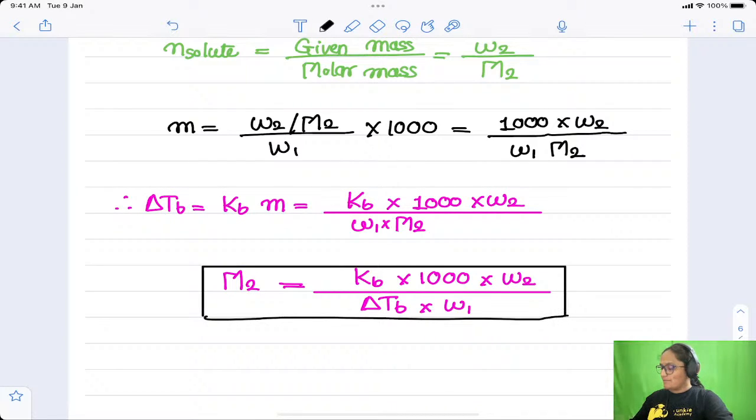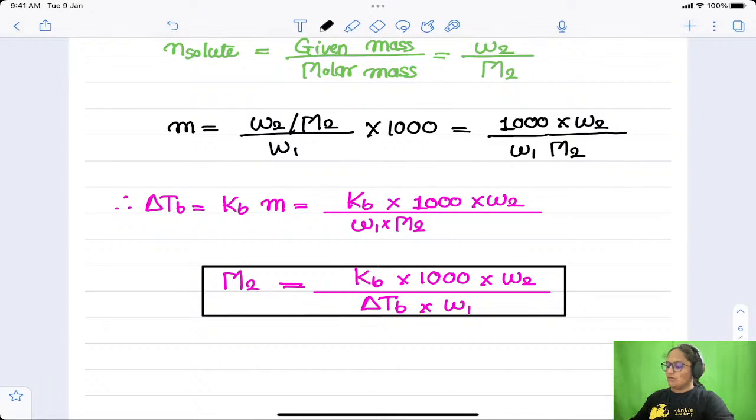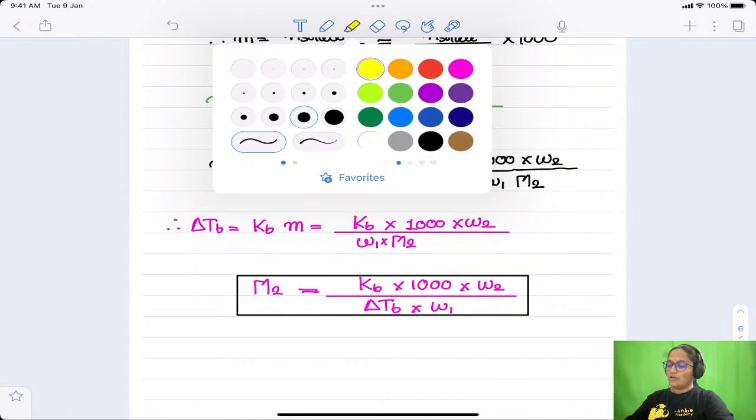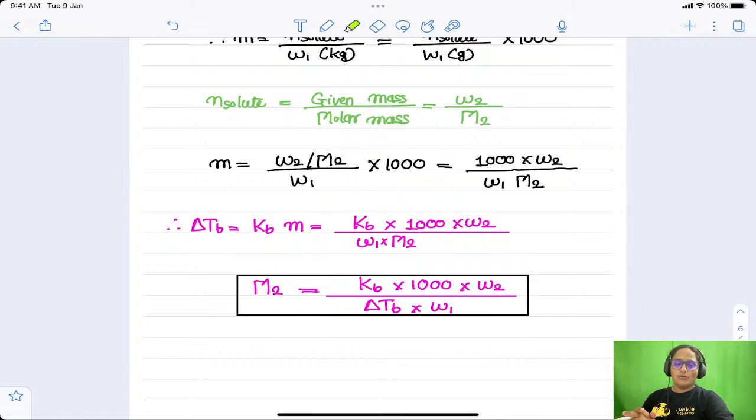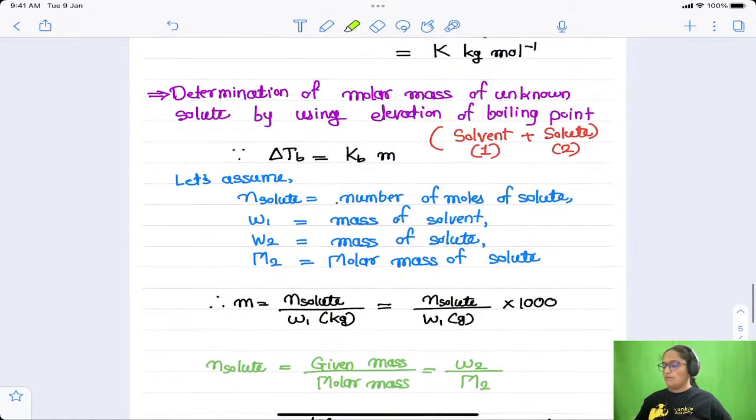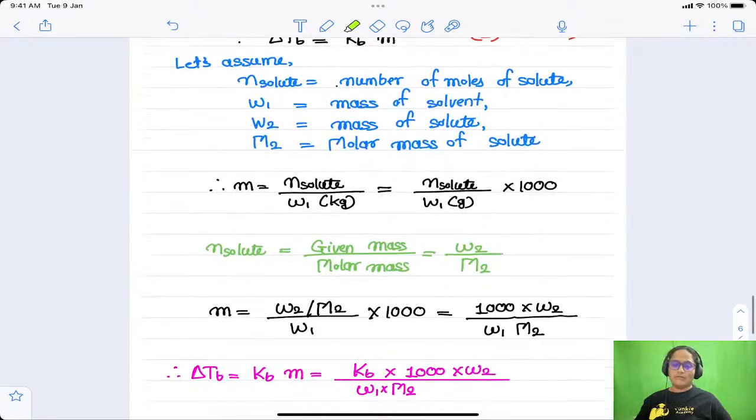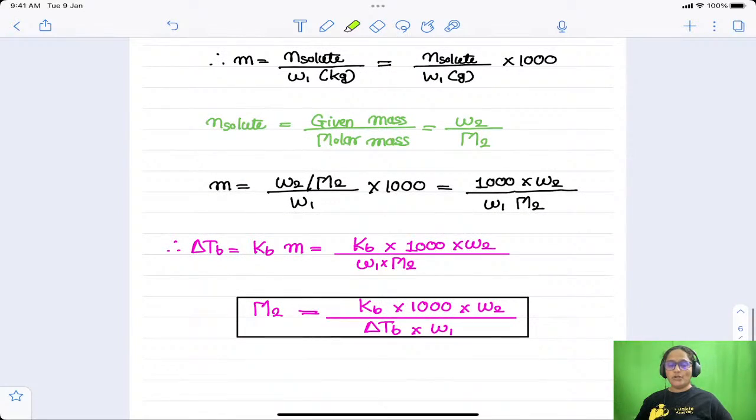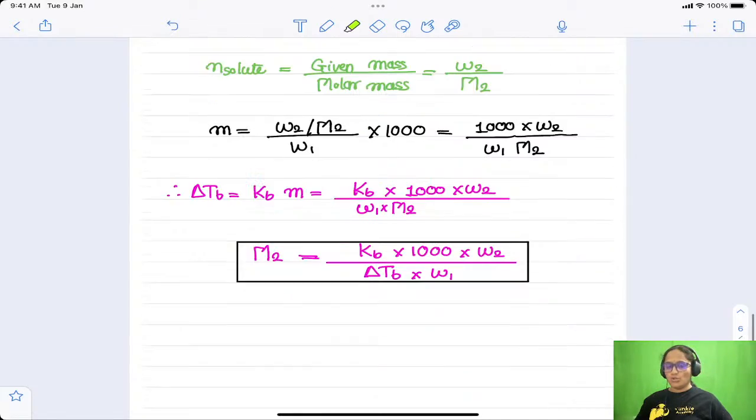What is the experiment? We do not know the molecular formula of an unknown substance. We have found an unknown substance and we want to study it, so we will study it by first of all calculating its molar mass. What we are going to do is take a known solvent. Known solvent means whose properties like boiling point are known. The boiling point of the known, pure solvent will be known.